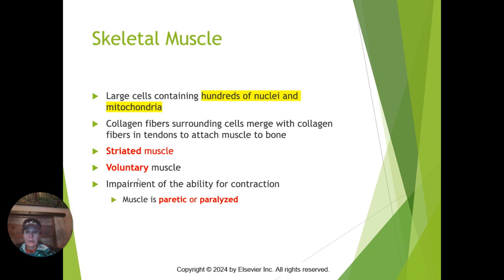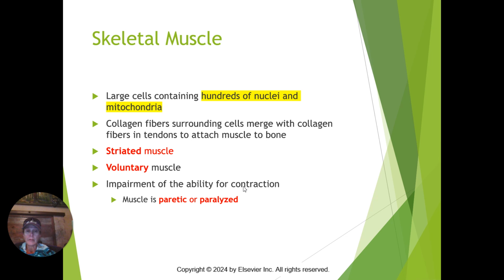Skeletal muscle is voluntary muscle, and it is striated muscle, and striations refers to actin and myosin amounts, and those are able to be visually seen underneath the microscope. Important thing to know about skeletal muscle cells is that they have hundreds of nuclei and mitochondria within.